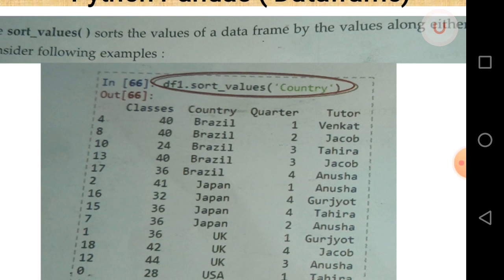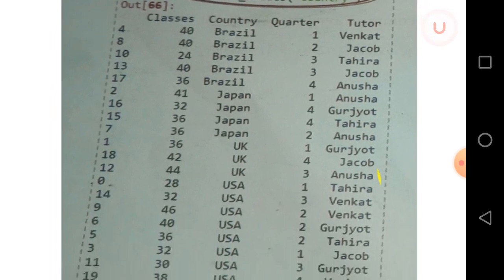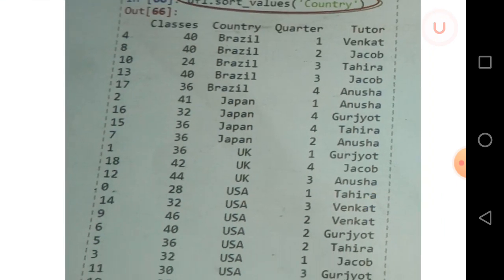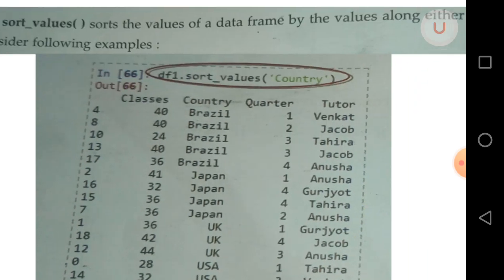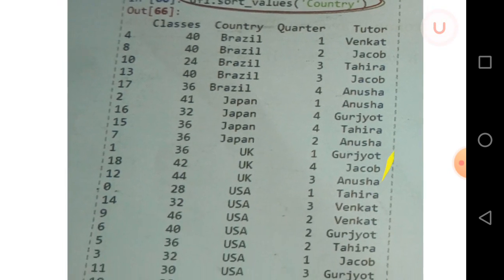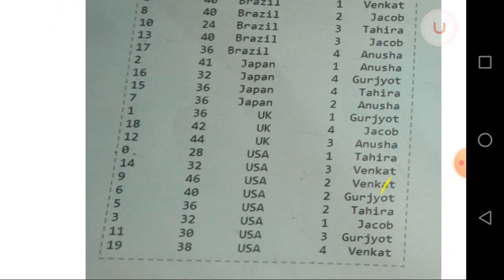is in ascending order. So as we see, the names of countries first start from Brazil, then Japan, and then UK and USA. Brazil comes first because it starts with capital letter B and then J and then U. In this case UK and USA both start with U, but UK comes first because the second letter in this case is K, while in USA the second letter is S. So K comes first, that's why UK comes first and USA after UK.